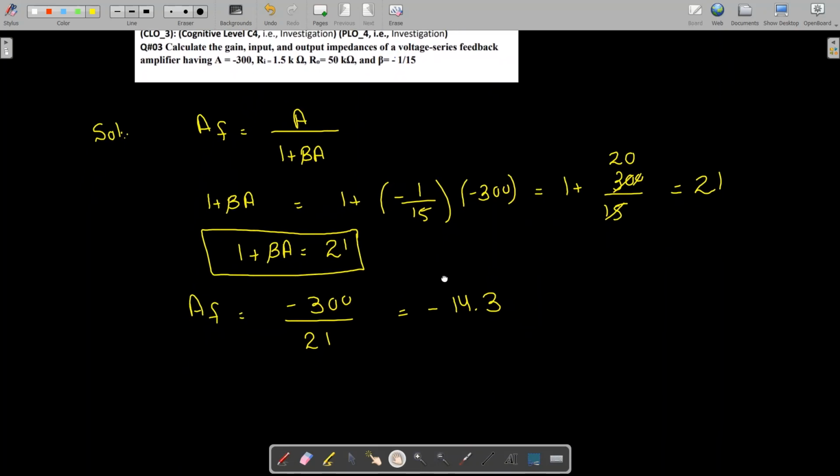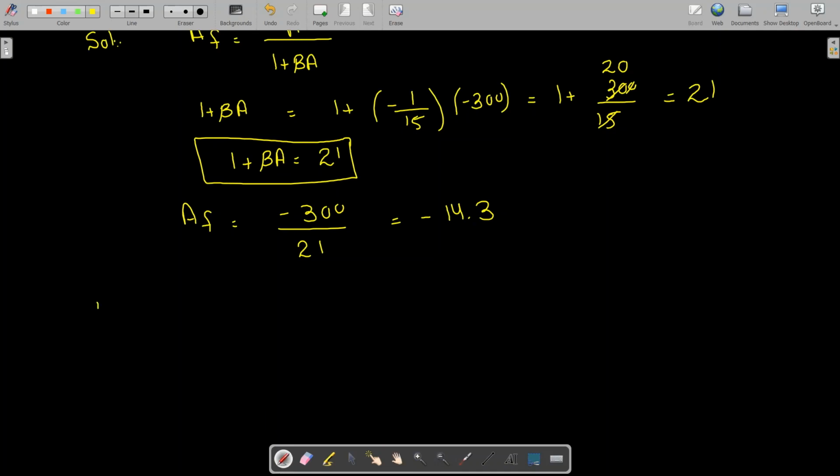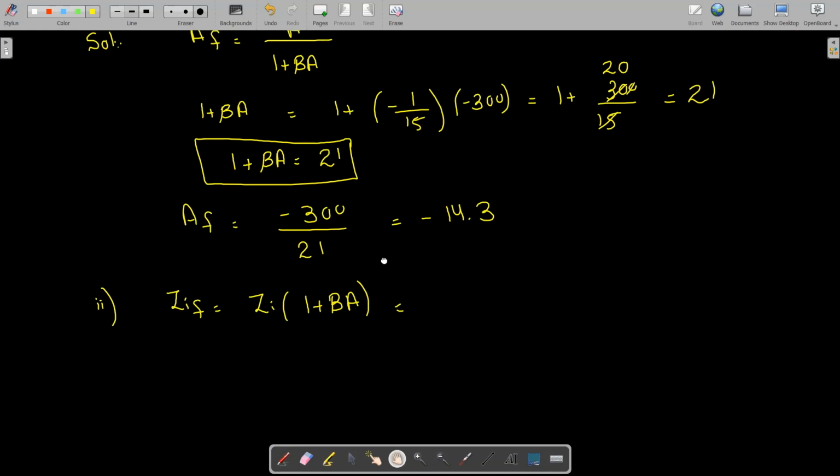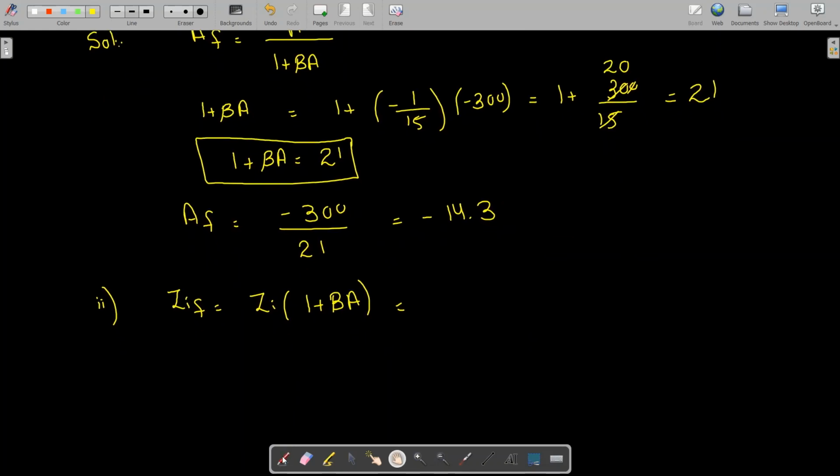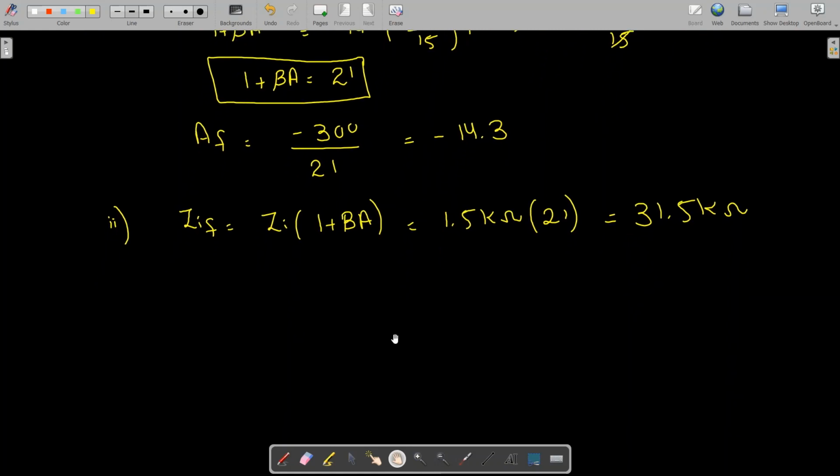Next is to find the input impedance. Now we know that in voltage series feedback, the input impedance increases by an amount 1 plus beta A. So we are going to have the formula Zi into 1 plus beta A, and this Zi is basically your Ri, which is given to you as 1.5 kilo ohm. So this is your 1.5 kilo ohm, and then we have the 1 plus beta A, which we already calculated, that is 21. So if you multiply those two, you get 31.5 kilo ohm. So the input impedance has been increased to 31.5 kilo ohm. And the next thing to find is the output impedance, ZOF.